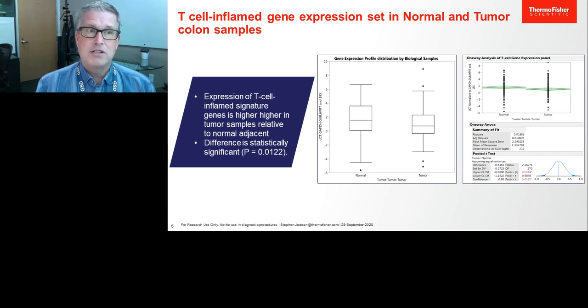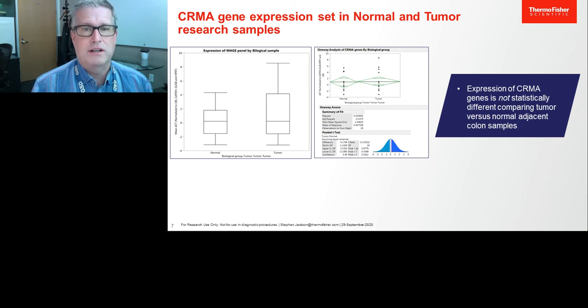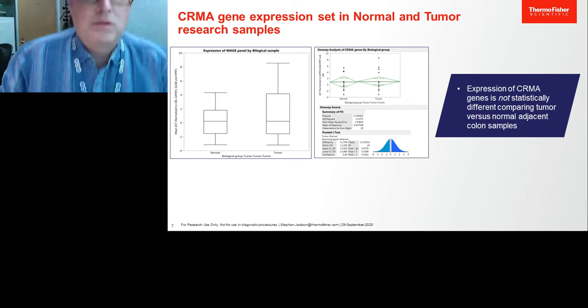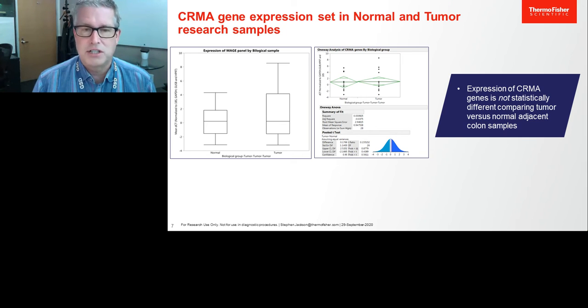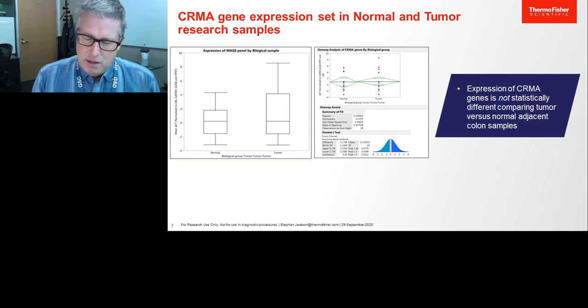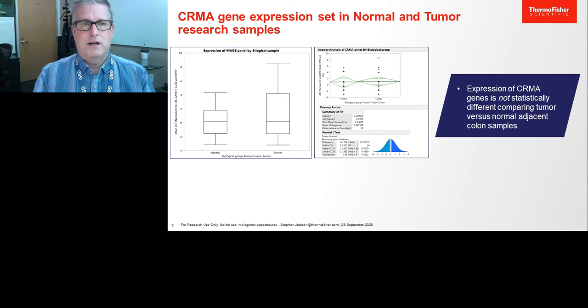If we made the same comparison looking at the CRMA genes, which is the other subset of genes we were looking at the gene expression of in that TaqMan plate, we found there was no statistically different expression of the CRMA genes when we just looked at tumor versus normal research samples. So here we did not see a difference in the comparison of normal versus tumor.